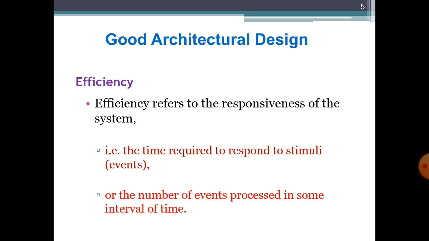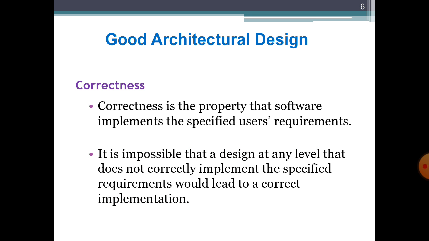So these are the three different sequences of events which we divide into these three different categories. So ultimately we can say that architectural design plays a key role in determining the performance of the software in terms of efficiency. So let's discuss correctness.